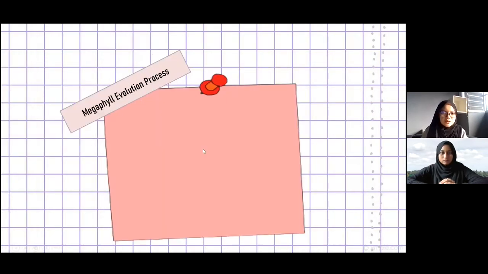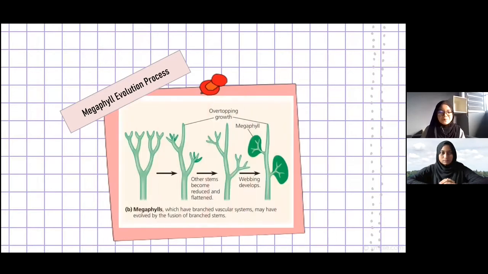Okay, I will proceed with the megaphyll evolution process. Megaphylls, which have branched vascular systems, may have evolved by the fusion of branch stems. So these are the stems. For the megaphylls, the stems will fuse to have more branches like this. This is the overgrowing top, which is the stem, and this is the branch. The webbing develops from the branch. So this is how the megaphyll evolves. This is the megaphyll.